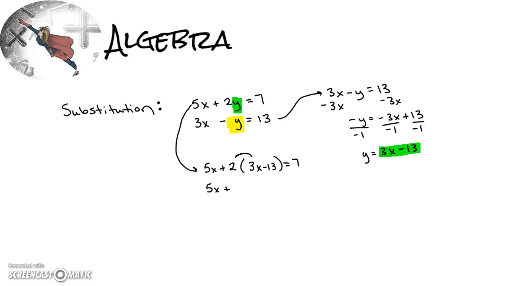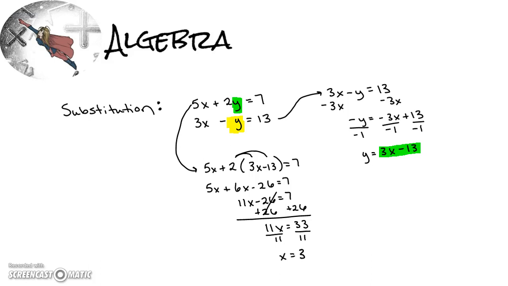I'll distribute the 2. So 6x minus 26 equals 7. So 11x minus 26 equals 7. So add the 26 over. So that gives us 11x equals 33. Divide both sides by 11. So x equals 3.